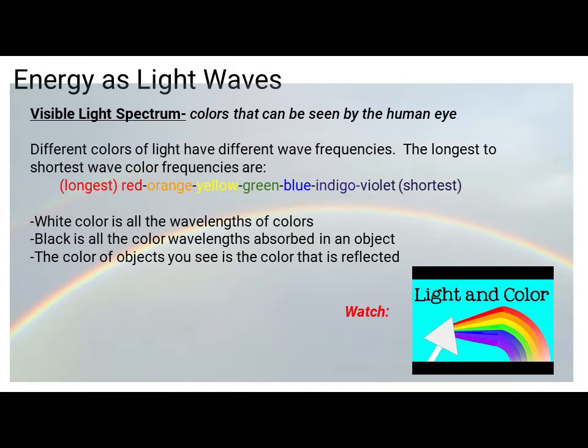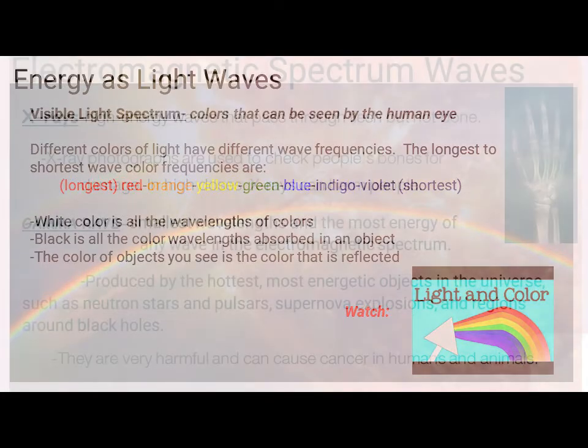Energy is light waves, visible light spectrum, colors that can be seen by the human eye. Now, different colors of light have different wave frequencies. The longest to the shortest wave color frequencies are, the longest is red, then we have orange, yellow, green, blue, indigo, and violet, which is the shortest wavelength. White color is all the wavelengths of colors, and black is all the color wavelengths absorbed in an object. The color of objects you see is the color that is reflected.